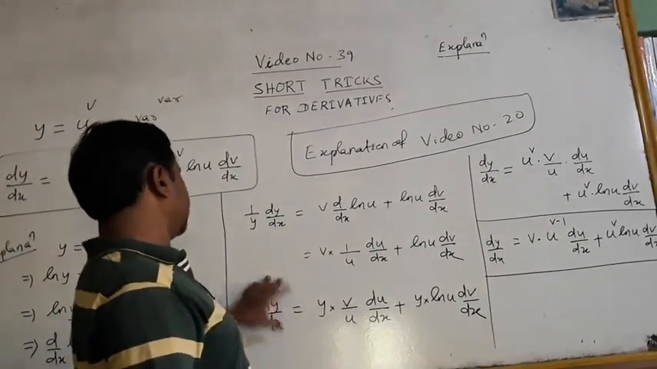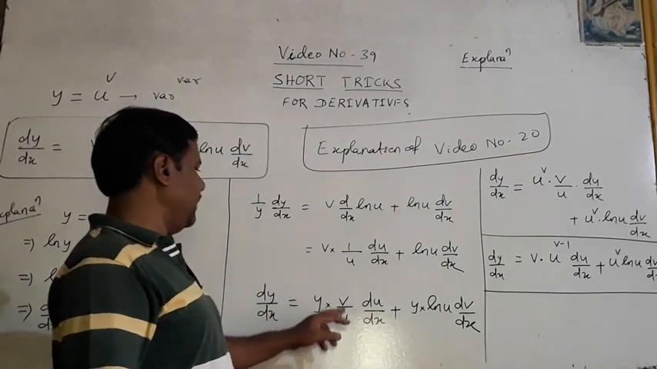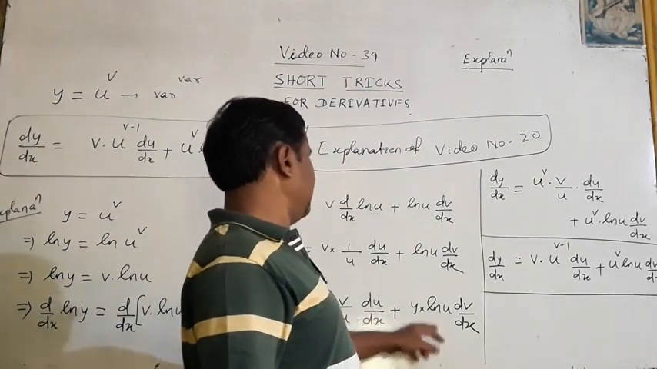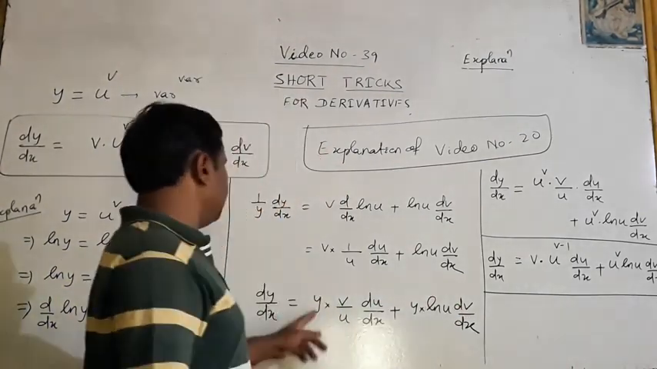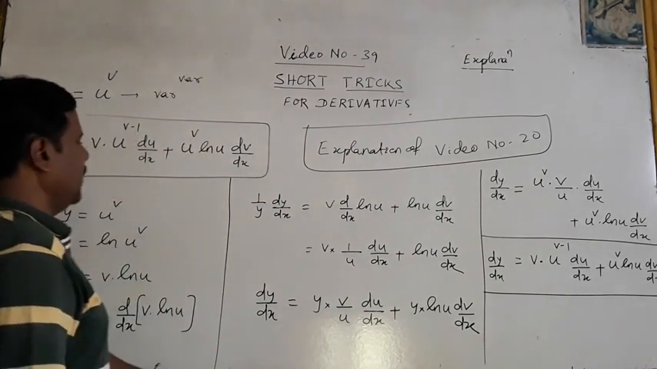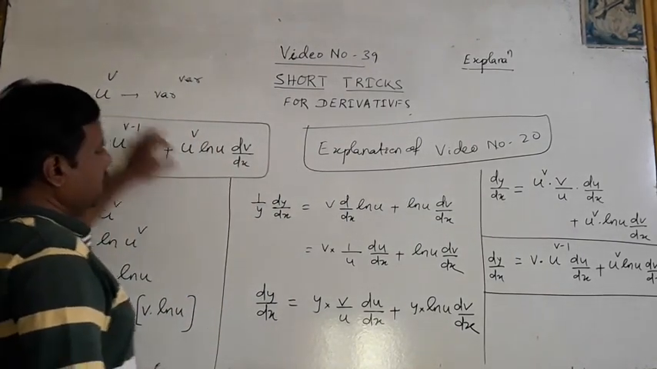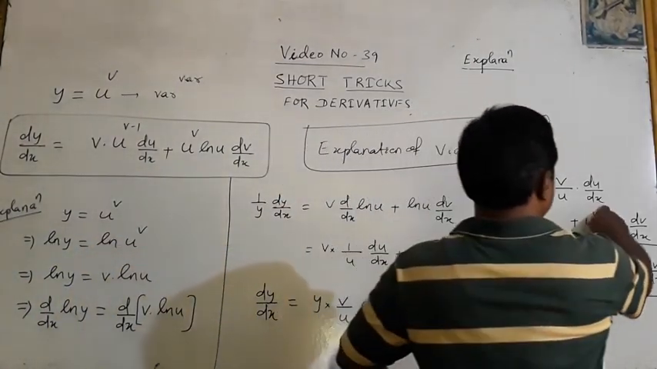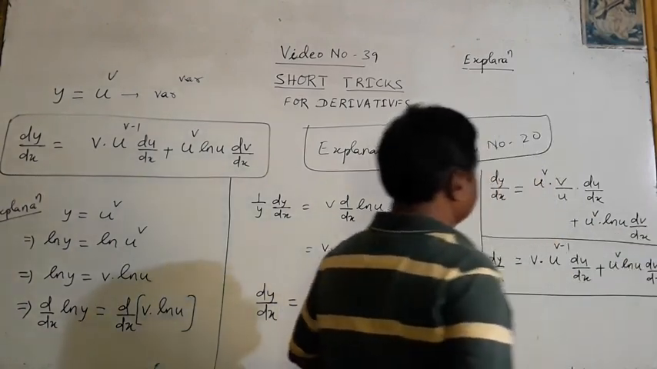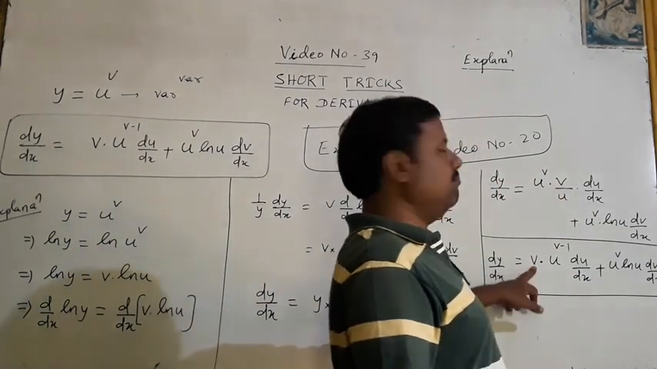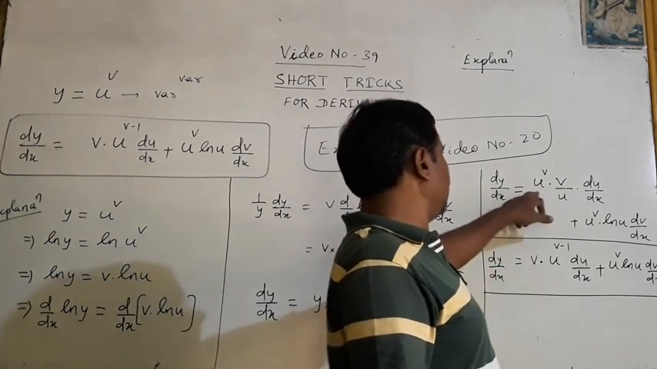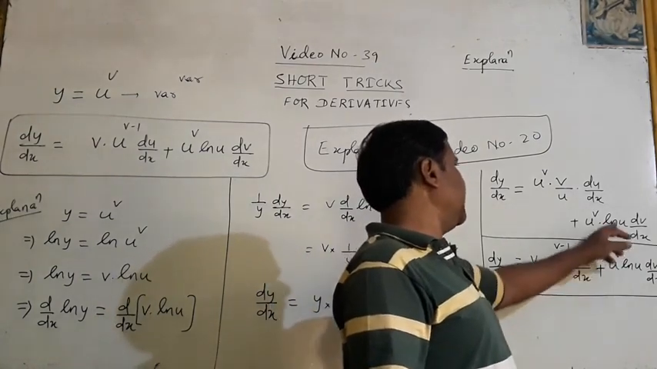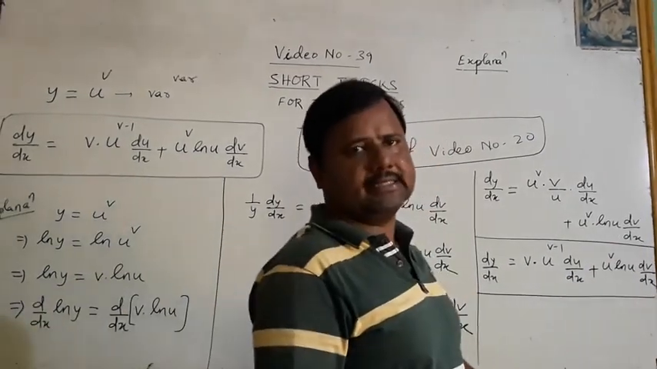Now what is dy by dx? Just multiply by y: y into v by u into du by dx plus y into ln u into dv by dx. Now in place of y, we write u to the power v: u to the power v into v by u into du by dx plus u to the power v ln u into dv by dx. Now keep v in front: v u to the power v minus 1 du by dx plus u to the power v ln u into dv by dx. This is the explanation.